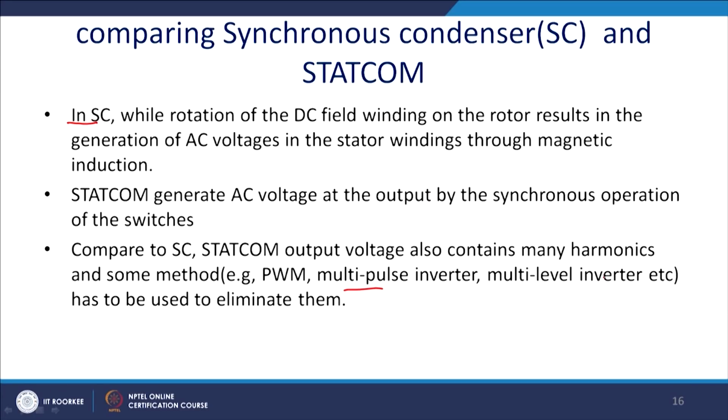and some methods of PWM, multipulse and multi-level inverters etc. have to be used to eliminate them. Maybe you can also use the selective harmonic elimination technique if you want to eliminate a dominating harmonic. In that way we need to suppress the harmonics. This is one of the disadvantages of the Statcom, that it generates the switching frequency harmonics.